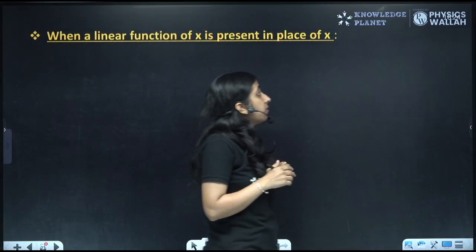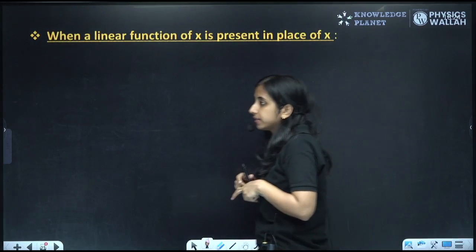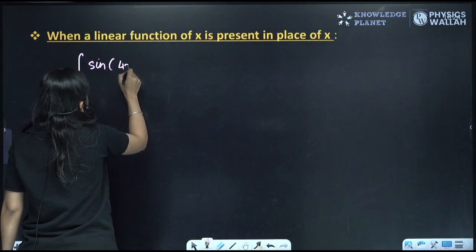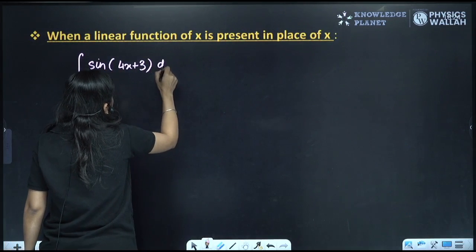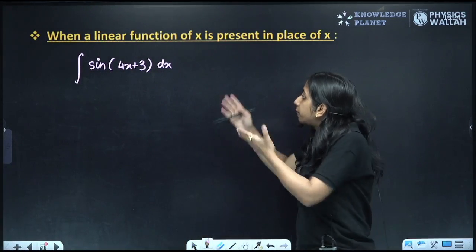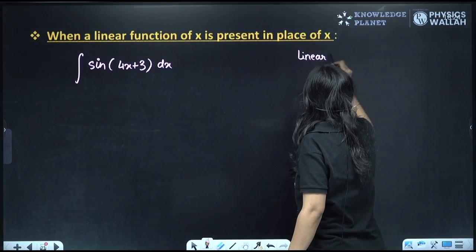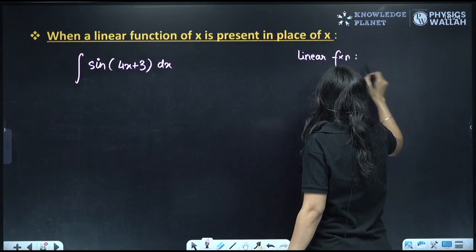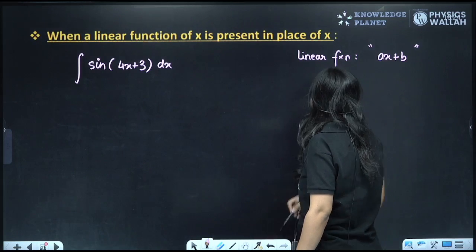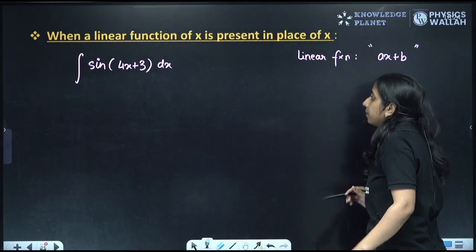Now there is one more rule for integration: when a linear function of x is present instead of x. Suppose we are integrating sine of 4x plus 3. We know that the integration of sine x is minus cos x, but here we have a linear function. The general form of a linear function is ax plus b, meaning the highest power of x is 1.